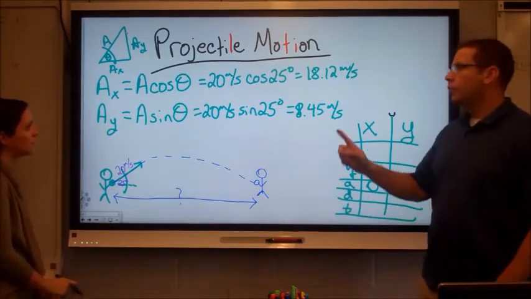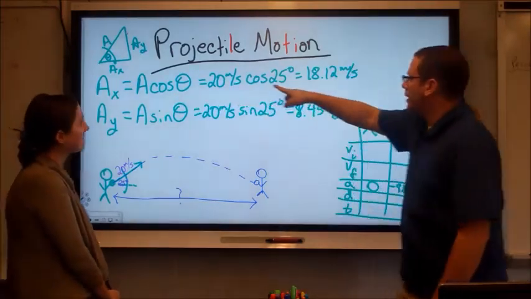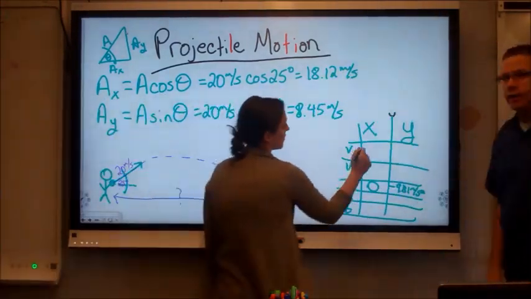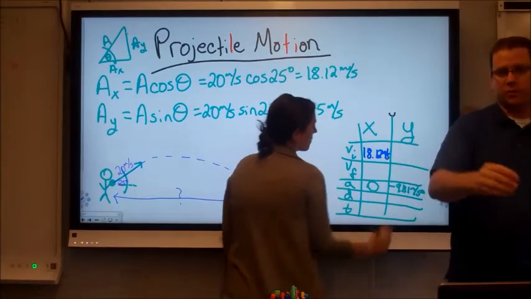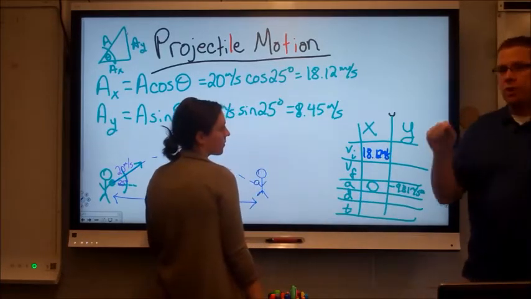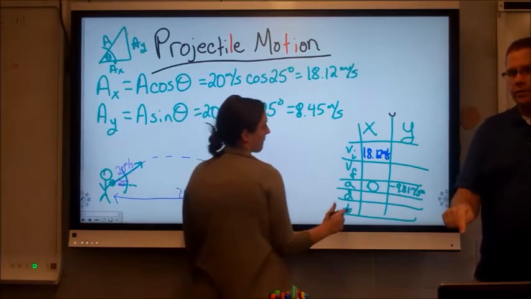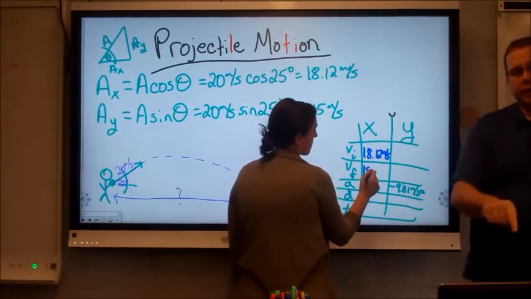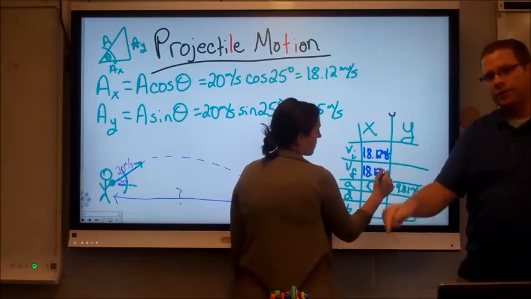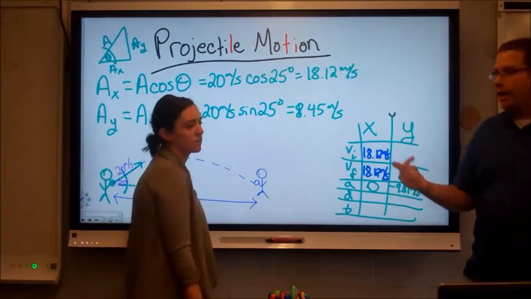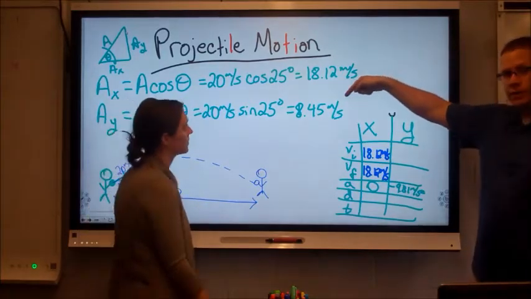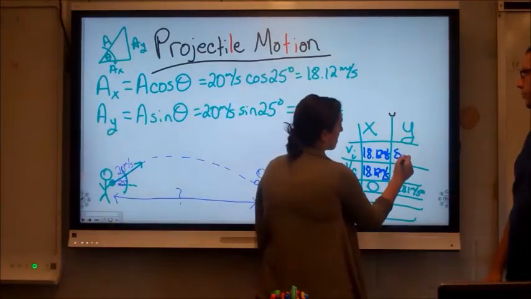Now, we can take this number here, A_x, 18.12, and write it into your t-chart of 18.12 meters per second in the x direction. Remember, there is also no acceleration in the x direction, so your x final should be the same as your x initial, 18.12. We also now have A_y, which is our velocity in the y direction, which is 8.45.